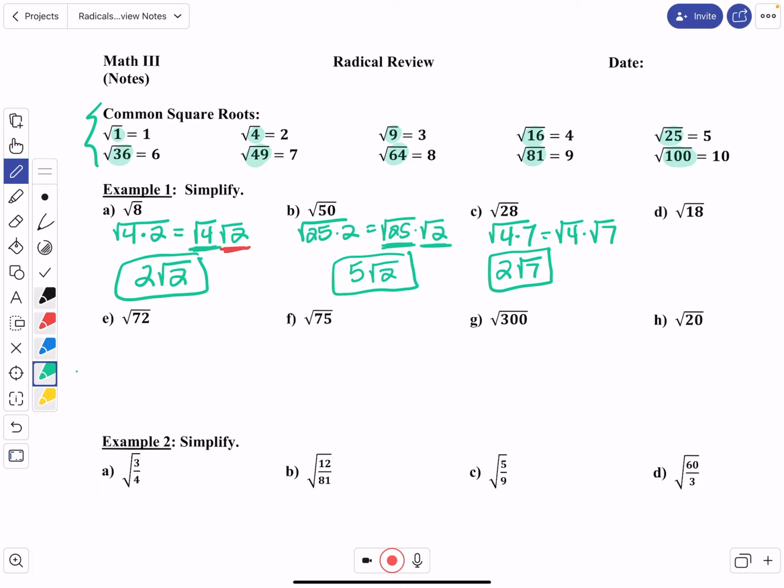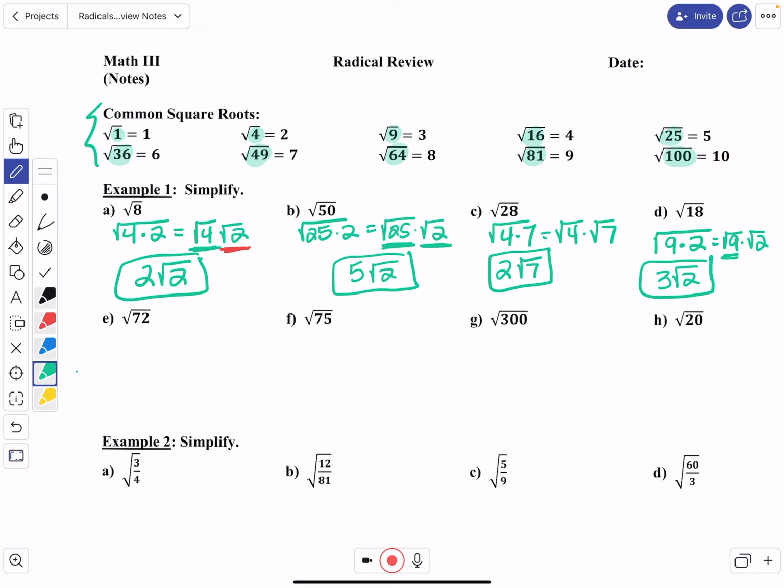Okay, so for 18, the square root of 18. The biggest perfect square that goes into 18 is going to be 9, and of course, 9 times 2. So we split that up, the square root of 9 times the square root of 2. The square root of 9 turns into 3, and that 2 just stays under the radical.